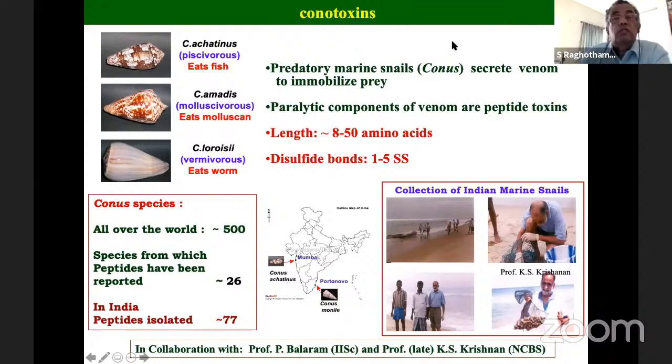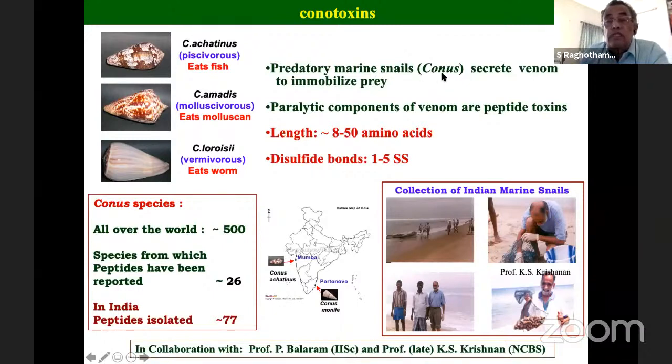Now, these conotoxins got important because now they are developed into drugs. What are conotoxins? They are the toxins produced by these conus snails. You would have seen all these conus in the seashore. They are all living organisms, but when you collect them, they are all dead. They produce certain peptides, which are very useful drug molecules. That is why we took up this study. All over the world, there are 500 species of these conus snails. In India, we have identified about 77 of them.